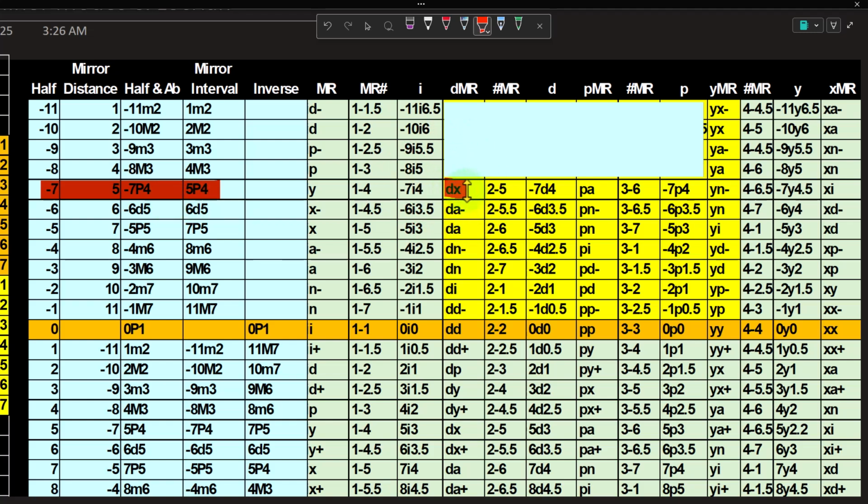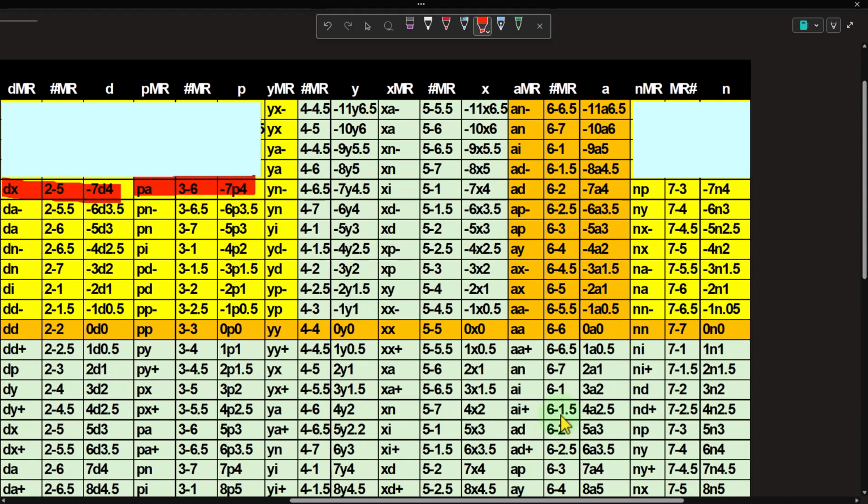I'd like to say it's a DX modal range, a 2-5 modal range, which means a distance of negative 7 counterclockwise from the Dorian node, negative 4 modal half steps counterclockwise. From the Phrygian, it would be a PA modal range, a 3-6 modal range, counterclockwise distance of negative 7 from the Phrygian node, once again negative 4th modal half step backwards. From the Locrian, similarly, it would be an NP modal range, a 7-3 modal range, a negative 7 from the Locrian node, negative 4th modal half step backwards.